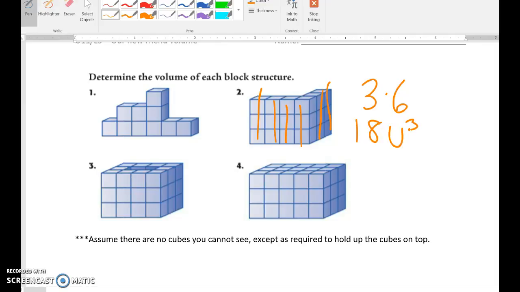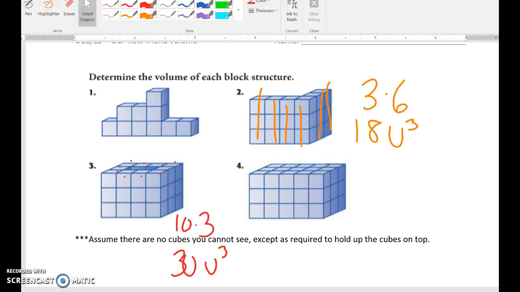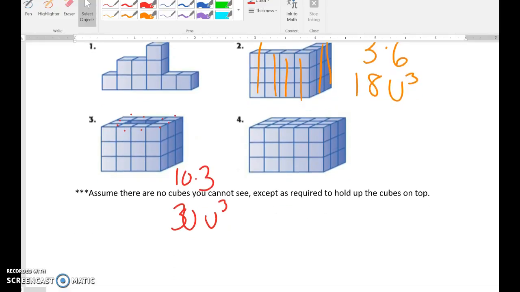Okay, this one, number 4, is also easy. I'm going to leave that for you. Take a cool look at this one, number 3. There's a way to do it with adding and subtracting, but I actually think the easiest way is to ask yourself, how many columns of 3 are there? We got 1, 2, 3, 4, 5, 6, 7, 8, 9, 10. So it's actually 10 times 3, or 30 cubic units. And again, we're assuming that there aren't cubes that we can't see, and we're assuming that any cube that's sitting there has something to hold it up because of the laws of gravity.